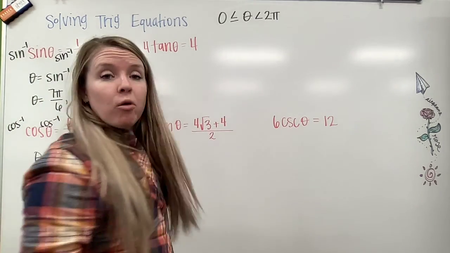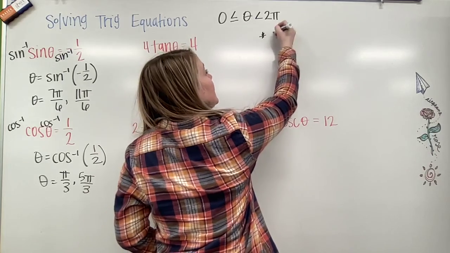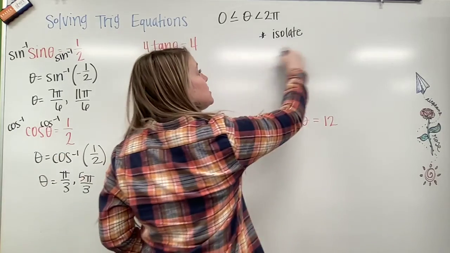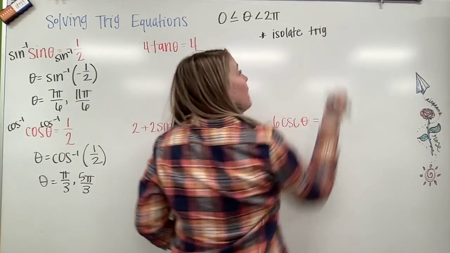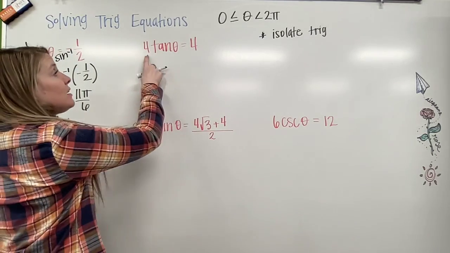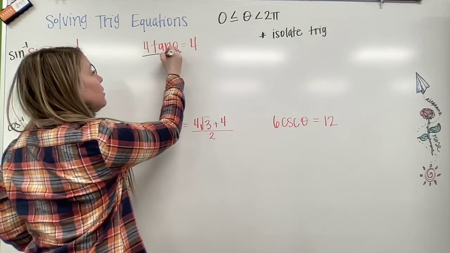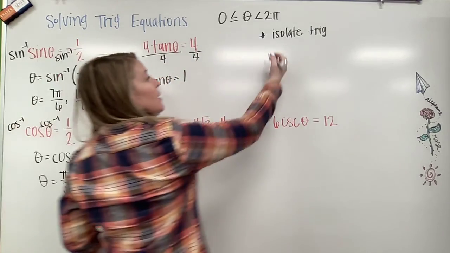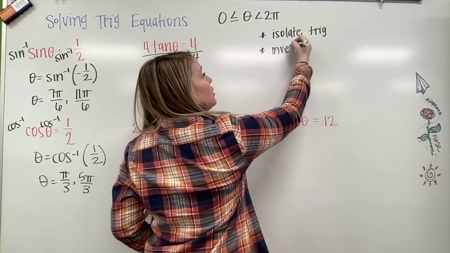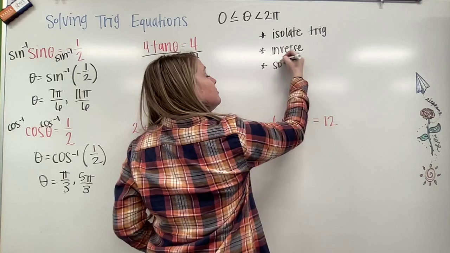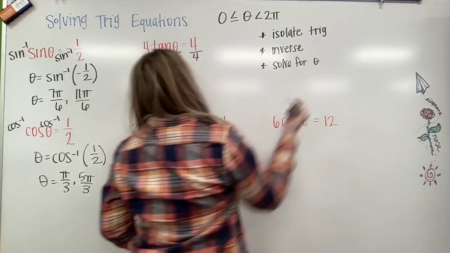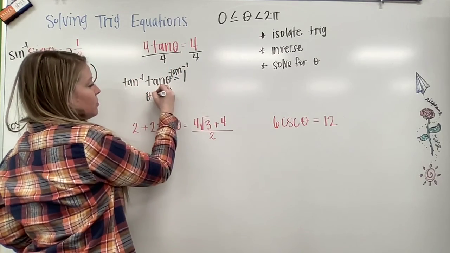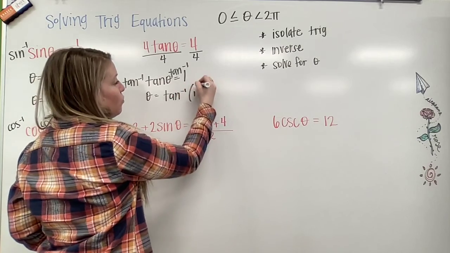So now we're getting into a little bit more algebra. The first thing I want to see, just like those two problems, I need an isolated trig function. So the first thing is I want to isolate that trig function, get it by itself. So here it's being multiplied by 4, so I'm going to go ahead and divide by 4. So I get the tangent of theta equals 1, and now I'm ready to take the inverse so I can solve. All right, so here I'm going to take the tangent inverse of both sides. So theta equals the tangent inverse of 1.